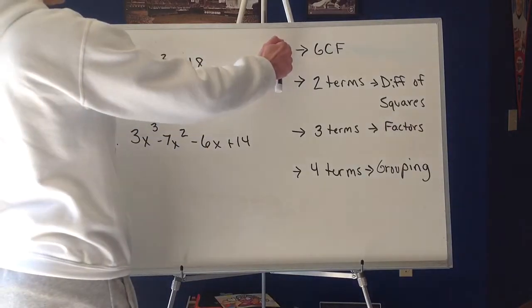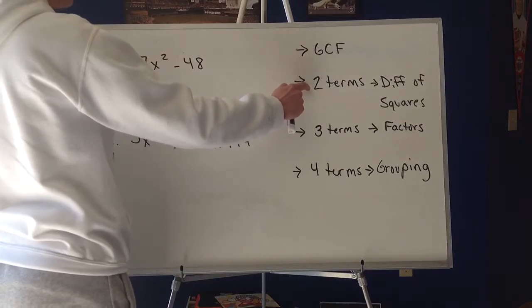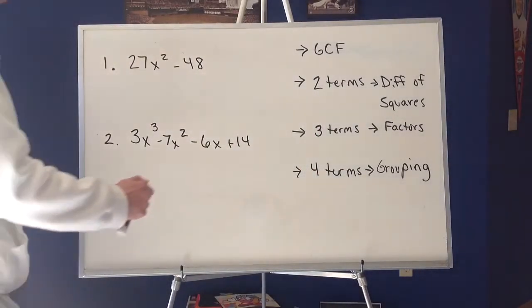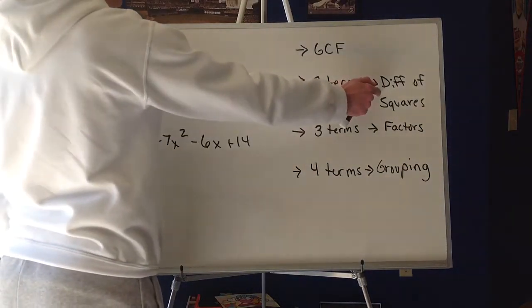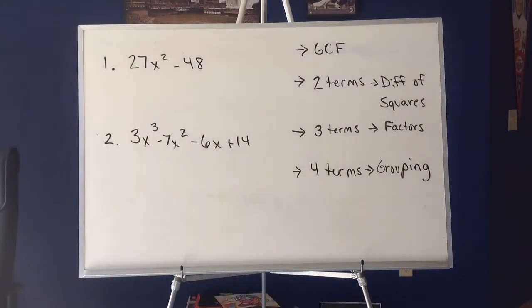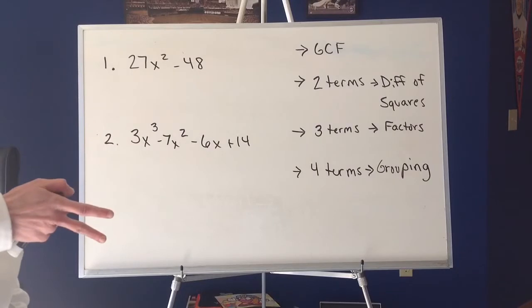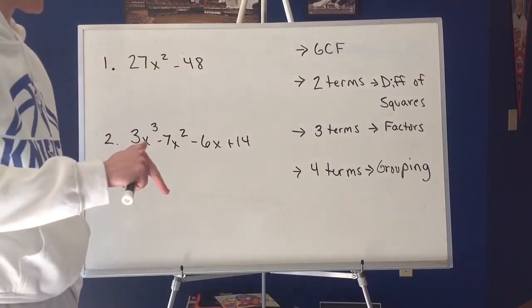After you check for GCF, the next thing you have to check is, do I have 2 terms, 3 terms, or 4 terms? Okay, if you have 2 terms after GCF, you are always going to look for difference of squares. Okay, remember both terms have to be perfect squares and you have to have a subtraction sign. If you don't have that, then you cannot do difference of squares.